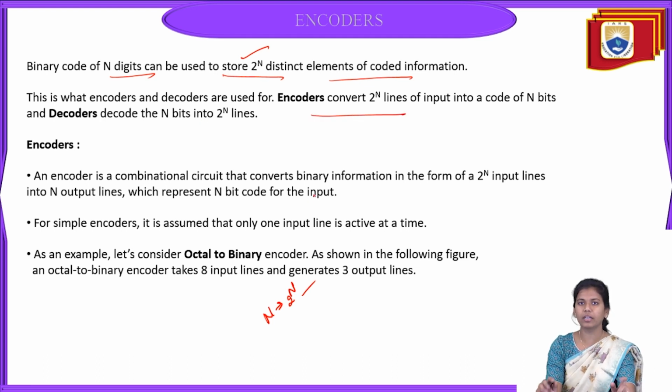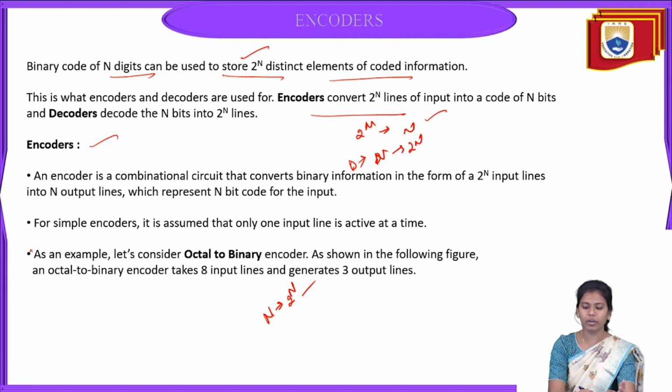Encoders encode 2 power n inputs to n bits, whereas decoders convert n bits to 2 power n outputs. So these are opposite to one another, like multiplexers and demultiplexers. Multiplexer is many to one, so demultiplexer is one to many. Likewise, an encoder is 2 power n inputs to n outputs, whereas a decoder is n inputs to 2 power n outputs. They are complements of each other.